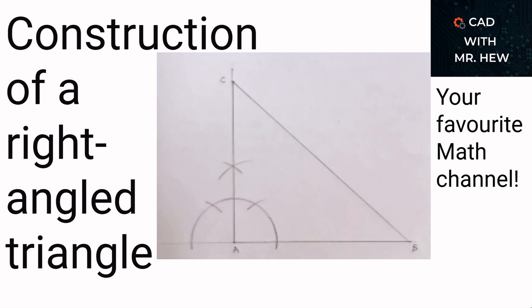In today's video, we looked at the construction of a right-angled triangle. In the next video, we'll be looking at how to draw similar triangles.